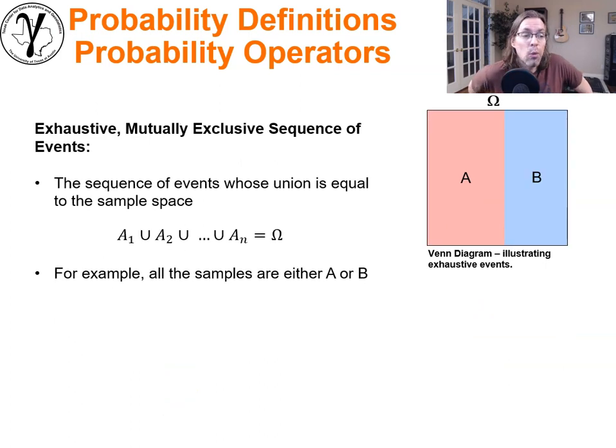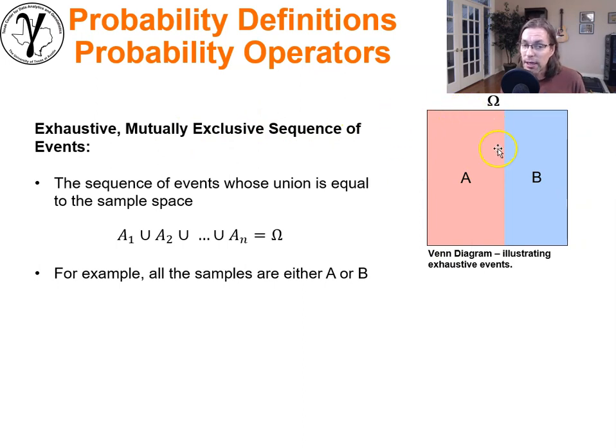Now we can go all the way to exhaustive, mutually exclusive events. This is a sequence of events whose union is equal to the overall sample space. So the union of A1, A2, up to AN different events is going to be equal to omega. I should also state that there's no intersection between them, so any pairwise intersection, A1 and A2, is a null set. Now, if we have an exhaustive, mutually exclusive sequence of events, the Venn diagram would look like this.